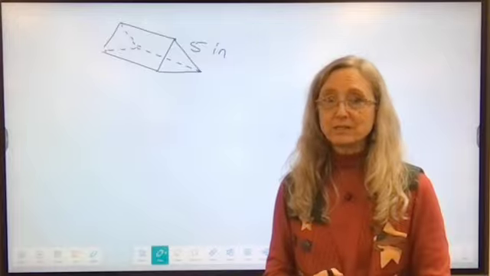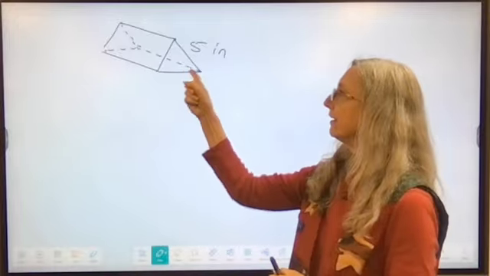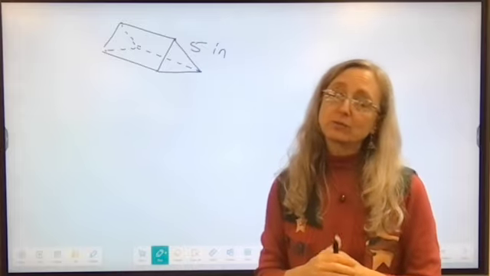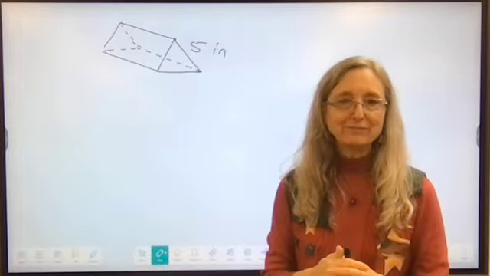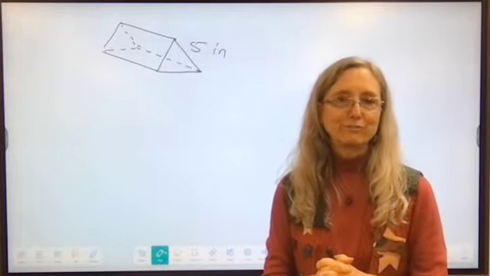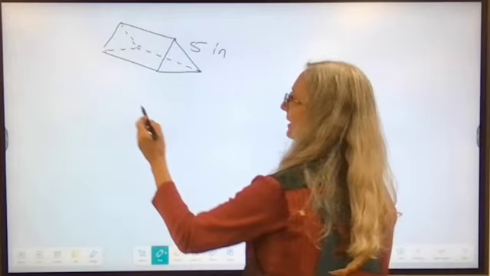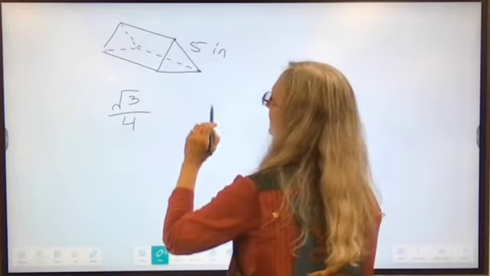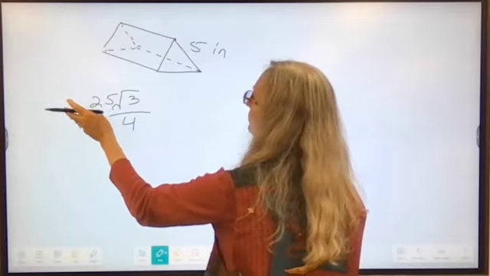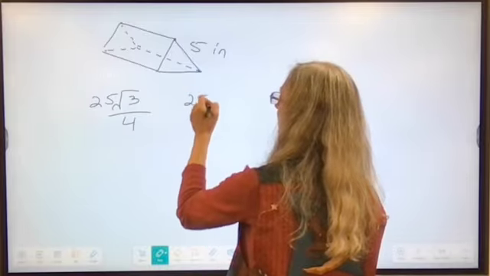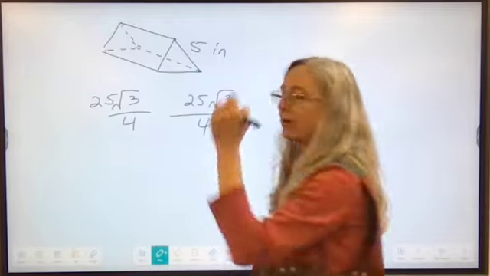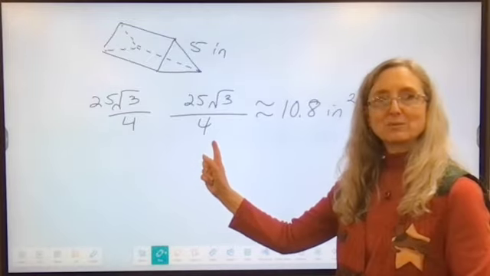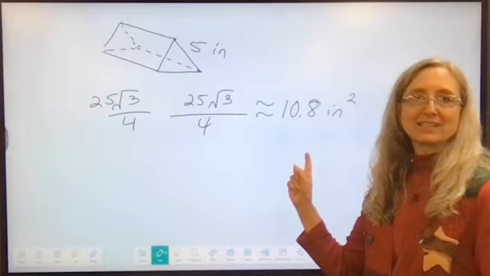I have a triangular prism here, and I want to know the area of the two ends of my packaging. I know they're equilateral triangles with a side length of 5. How can I use that formula to find it? So we take that side, square root of 3 over 4 times that side squared, which is 25. So it's 25 square root of 3 over 4, and we put that in our calculator. This represents the exact area. This is the approximate area.